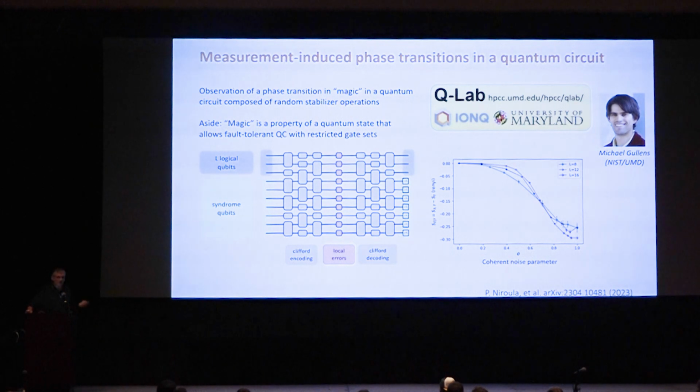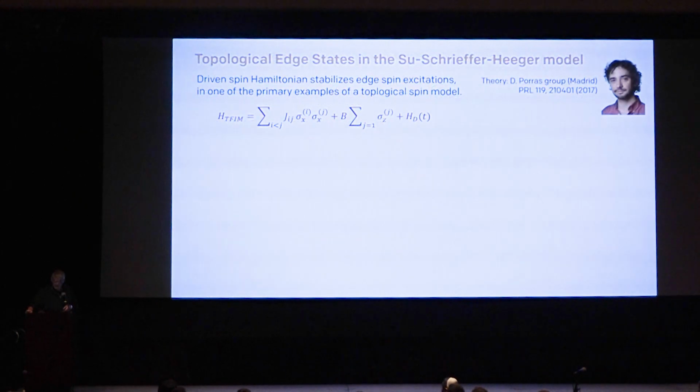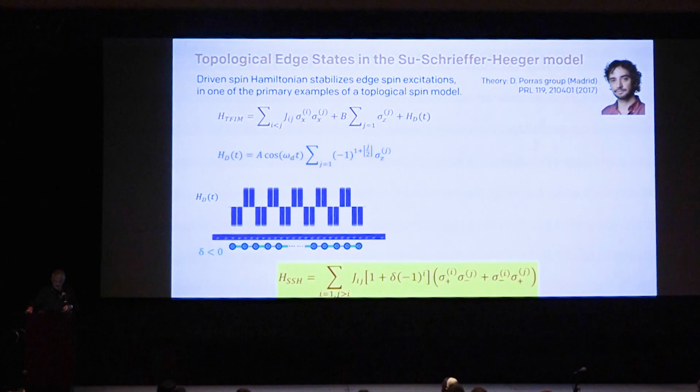The next generation of this experiment has to do with distillation of magic states by inserting errors of various intensity in sort of a random circuit here. And again, Michael's really spearheaded this work the last few years. Okay, so I'm just going to skip right to the topological.